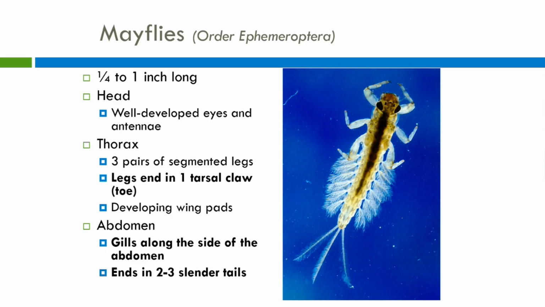Mayflies will have developing wing pads, but depending on the age of the mayfly and just how far it is in its development, it may be sort of inconspicuous, or it could be super, super obvious, all along that range. But a very important part to the mayfly is that it will have gills along the side of the abdomen. This is a big thing to remember for the mayflies, the gills along the side of the abdomen. And then at the end of the body, we have either 2 or 3 slender tails, these tail filaments.